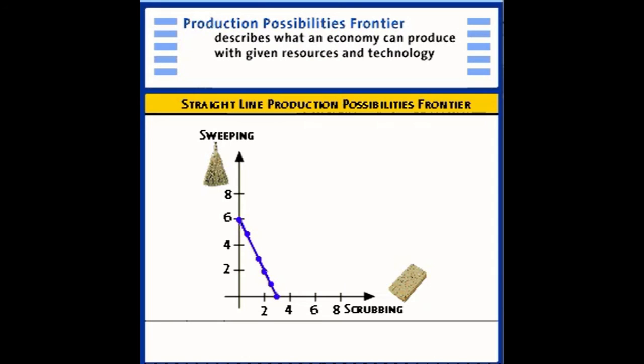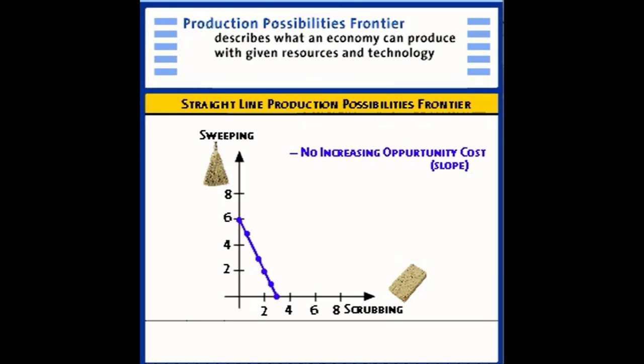Some land is wet, it's good for rice. Some land is dry, it's good for wheat. Bernie, on the other hand, apparently has time and talent that's equally well suited to sweeping or scrubbing. There is no outward bow to Bernie's production possibilities frontier because there is no increasing opportunity cost. Anytime Bernie wants to sweep an extra room, it's going to take him 10 minutes. Anytime Bernie wants to scrub an extra room, it's going to take him 20 minutes. These are the assumptions that we've used to describe Bernie's technology.